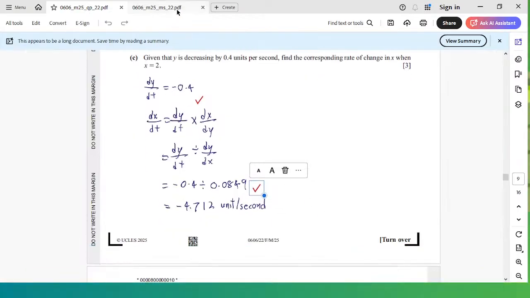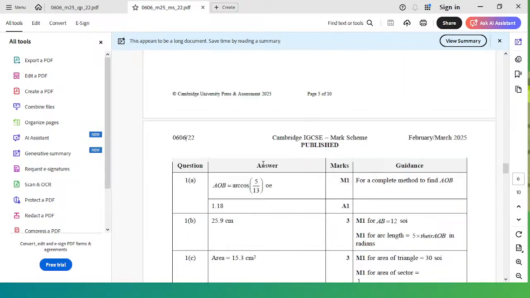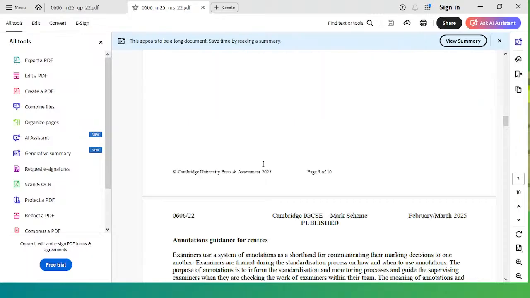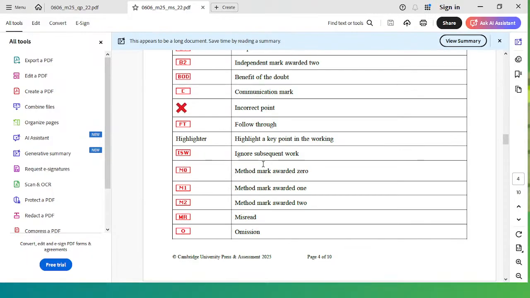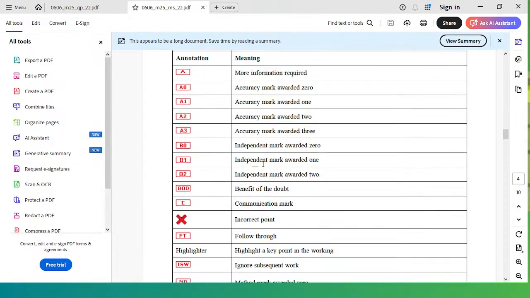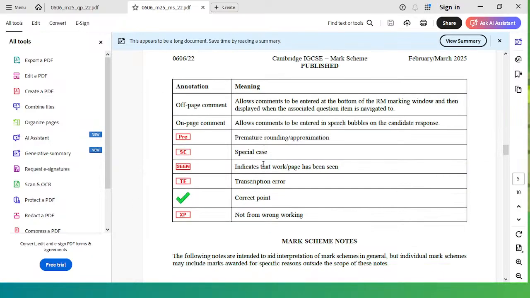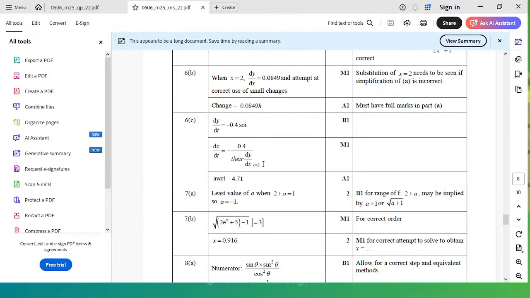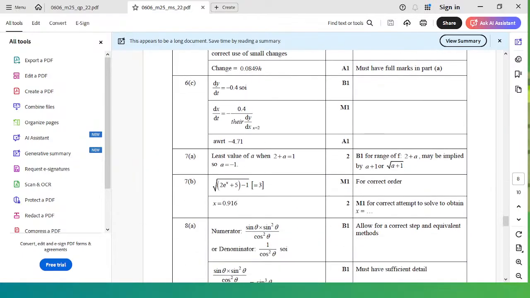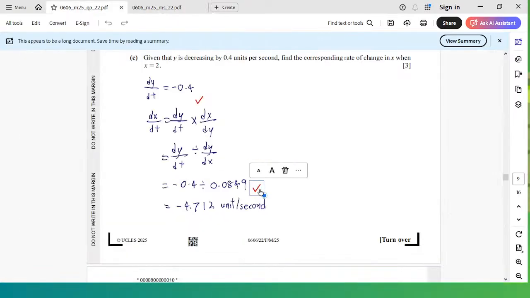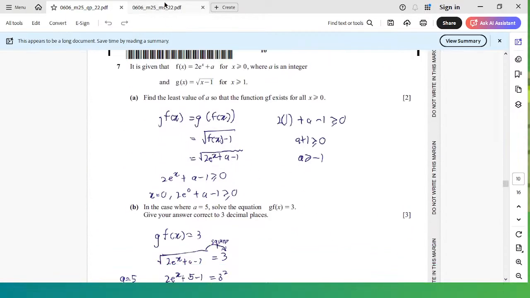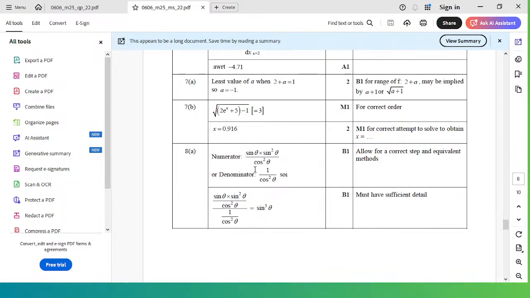accept AWRT. Accept, let's see, AWRT, I forget the symbol. Answer switch round to, yeah. Answer switch round to negative 4.71. And I think my answer does round to negative 4.71. Alright, next question.